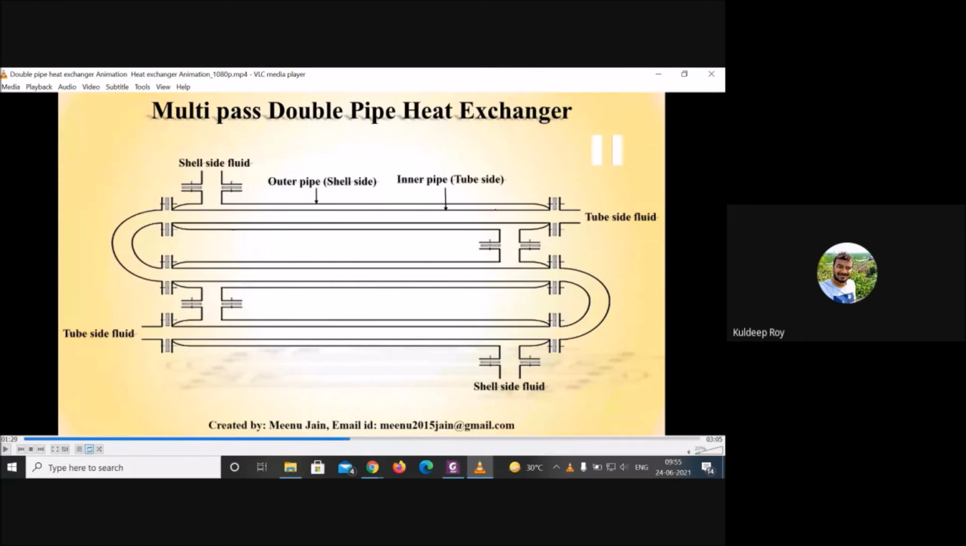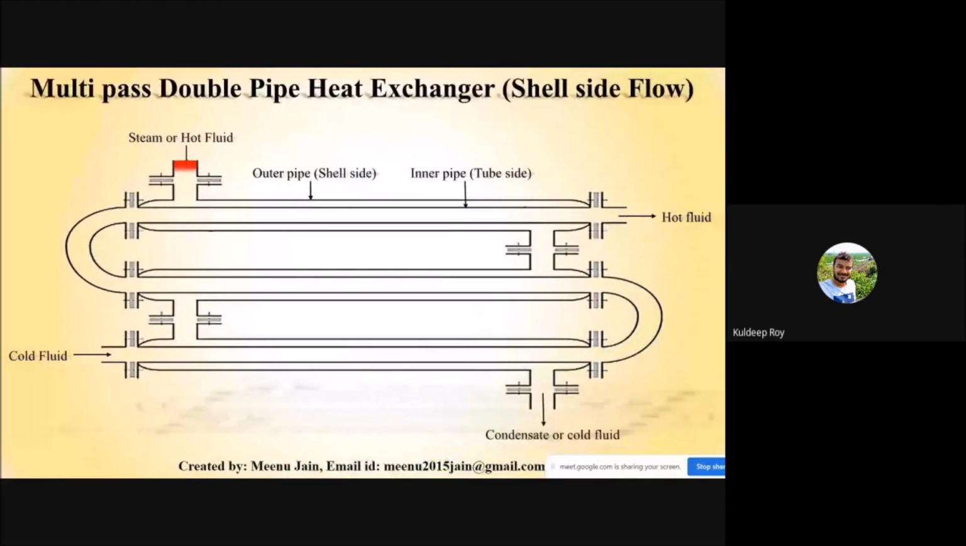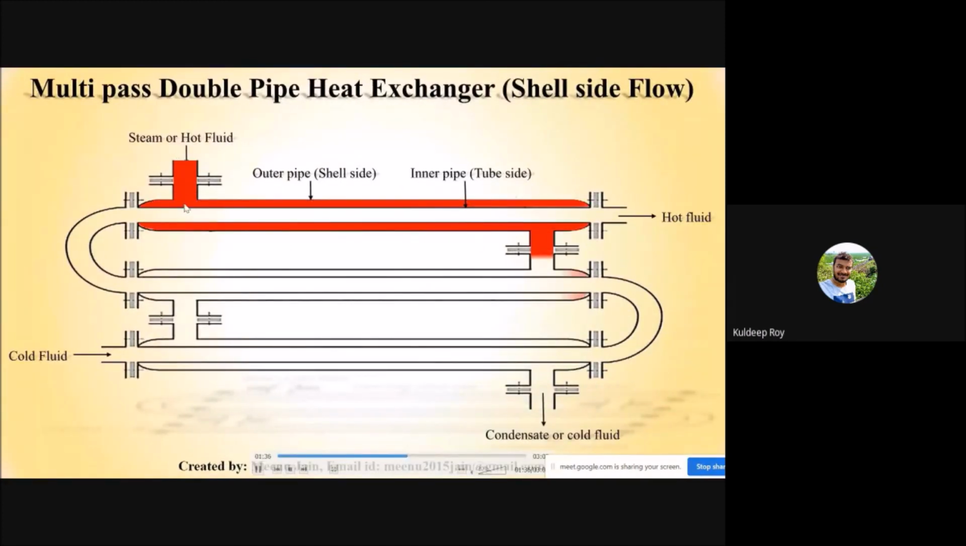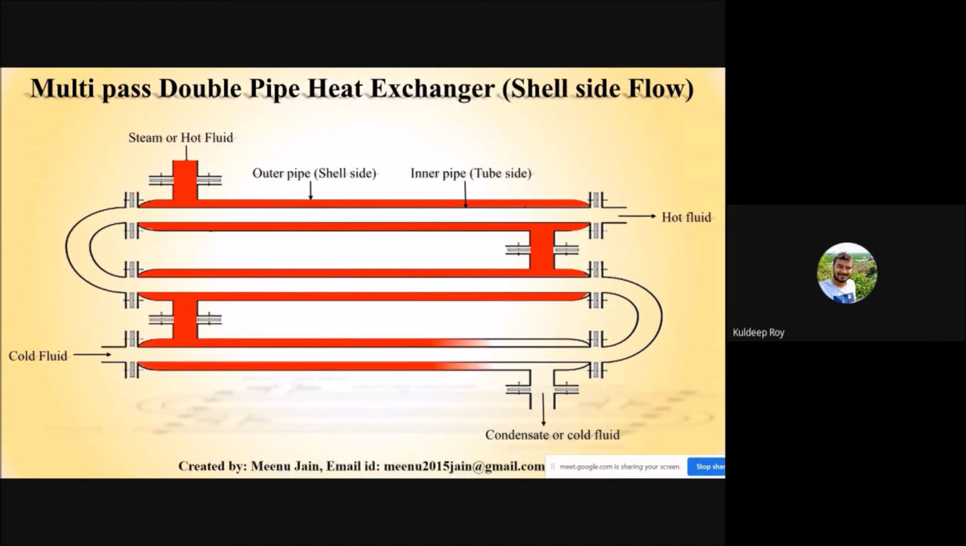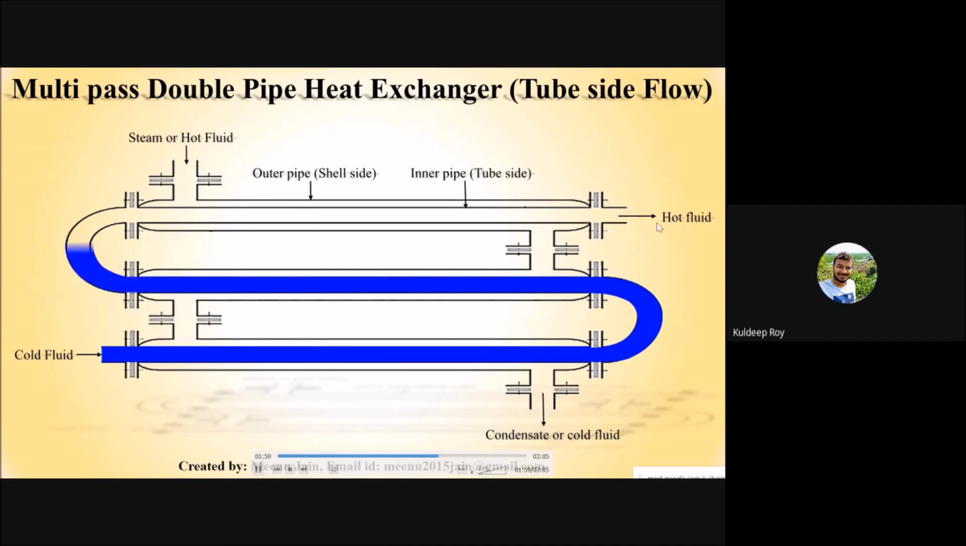Now check for your double pipe heat exchanger. Now you can see hot fluid come here. Now you see the flow pattern. It will go here, it will move here, and it will come out from that particular point. What about cold fluid? It will go here inside the tube, and it will come out from here.